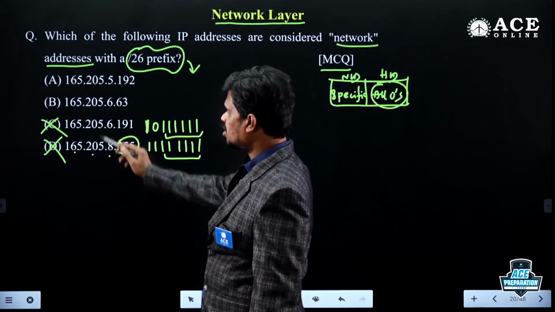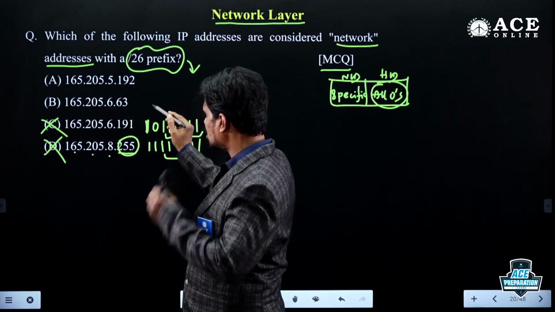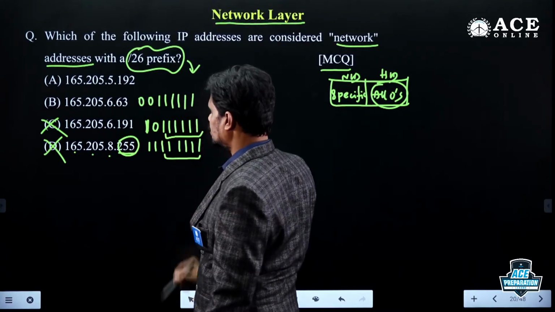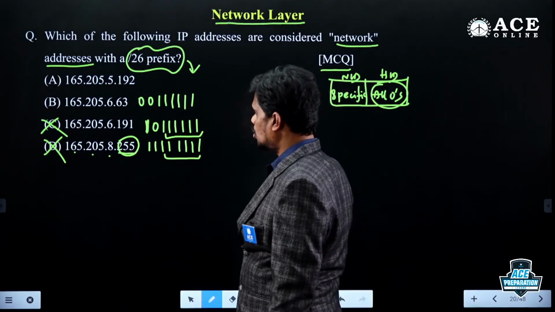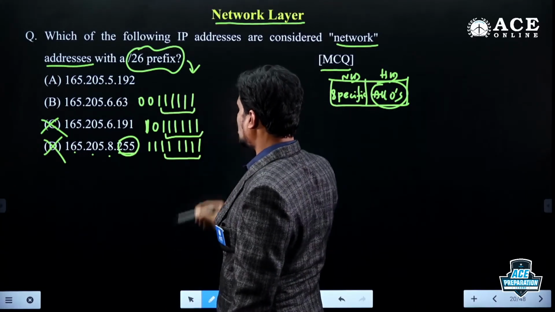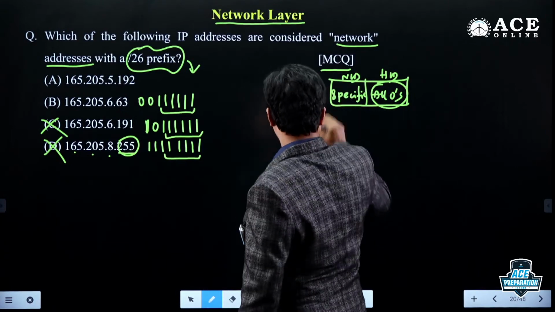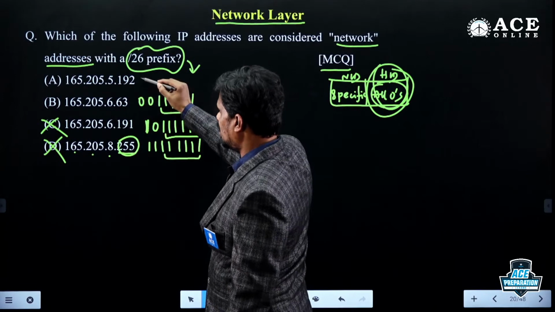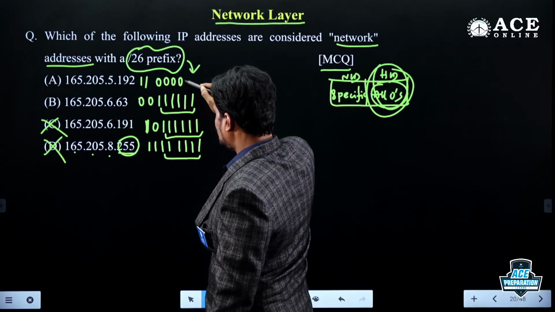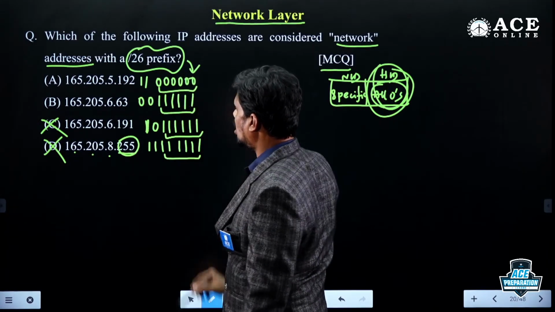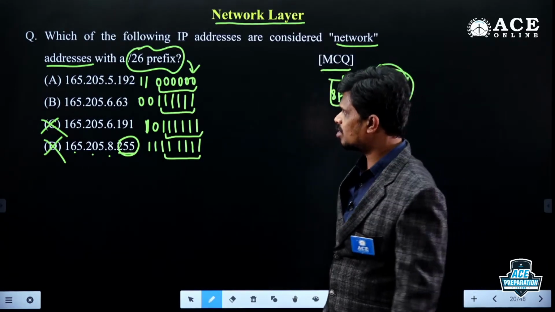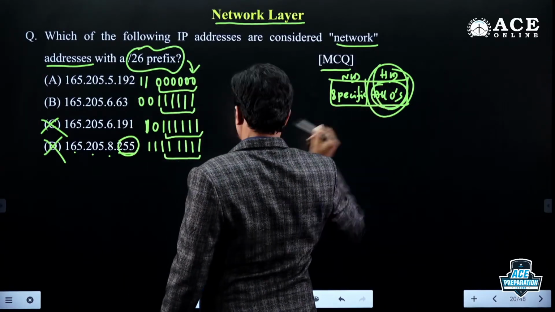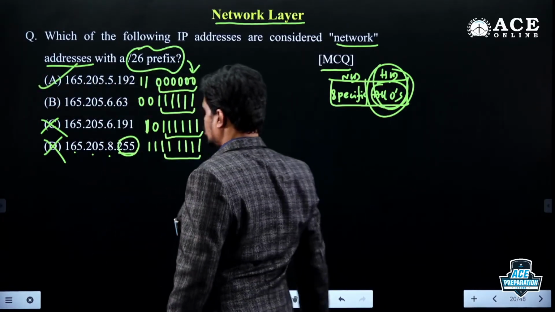Then 165.205.6.63. If I convert 63 into binary, the last 6 bits are again all ones. But according to the network address format, the host ID portion should be filled with all zeros. Then 192. If I convert this into binary, it is 11 followed by 6 zeros. The last 6 bits are all zeros. So this option A follows this format exactly, and hence option A is the answer for this question.